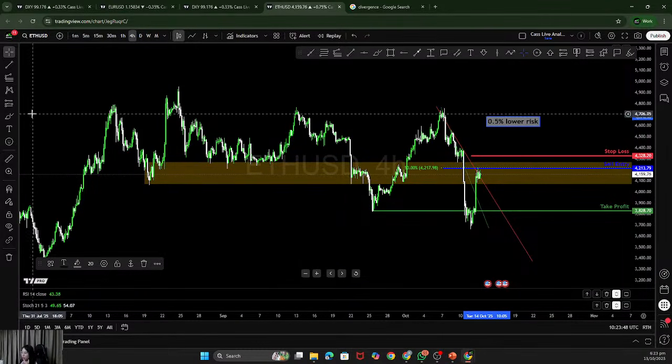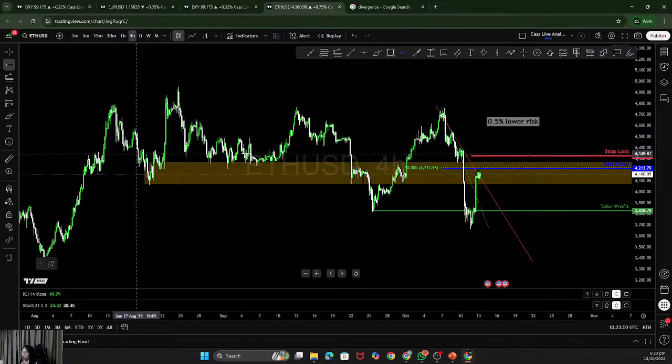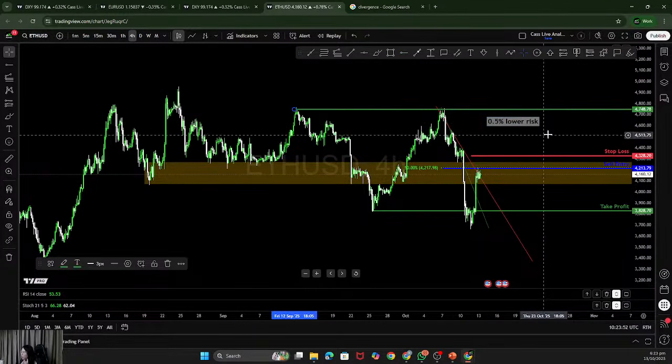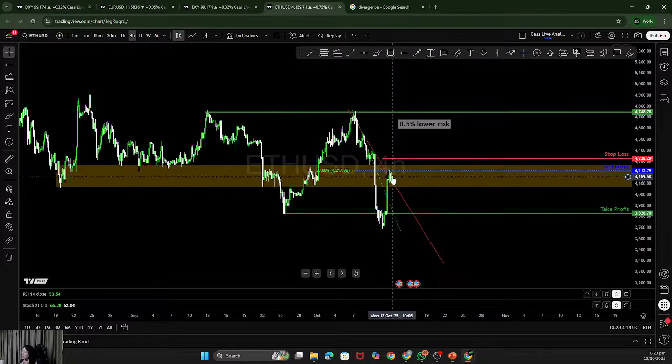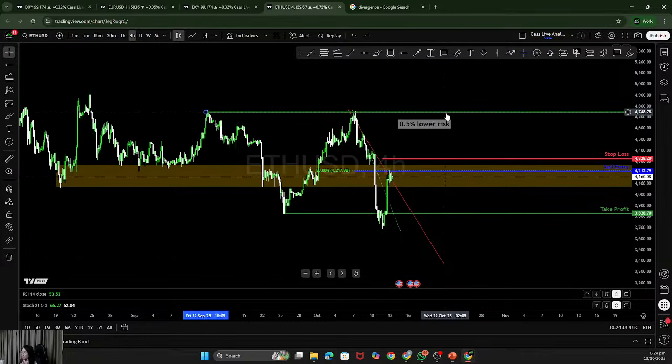If price doesn't reverse here, then the next place that it's going is probably back to the last swing high. Okay, if price doesn't reverse here in this area, in this gold box, the next area it's going to aim to go is probably back to the swing high.